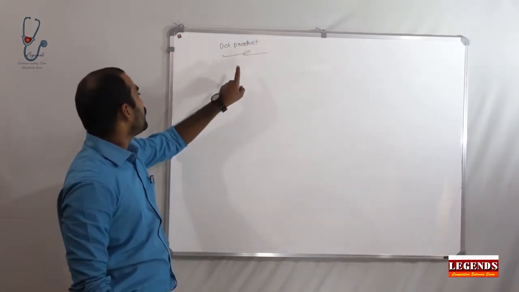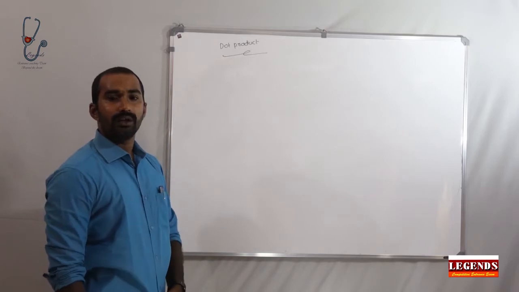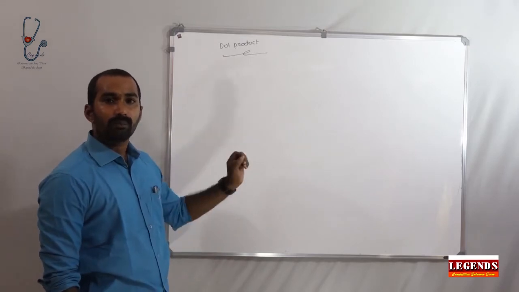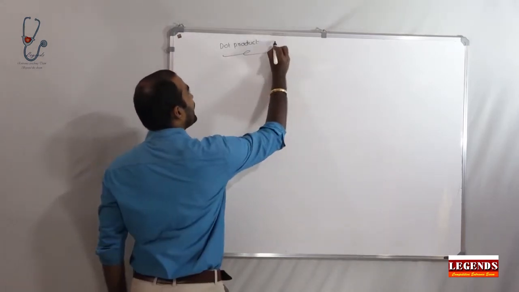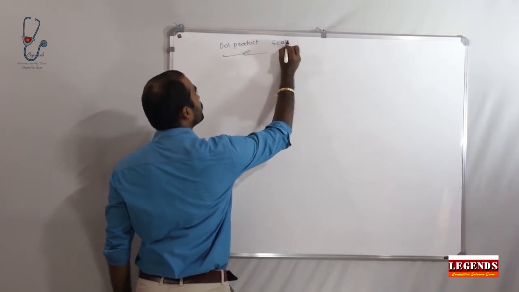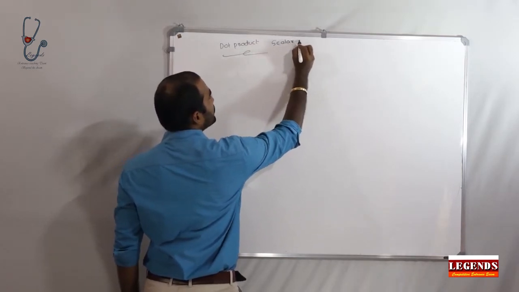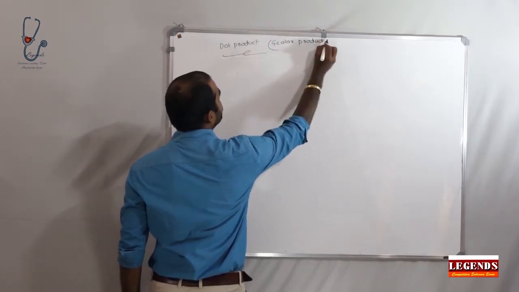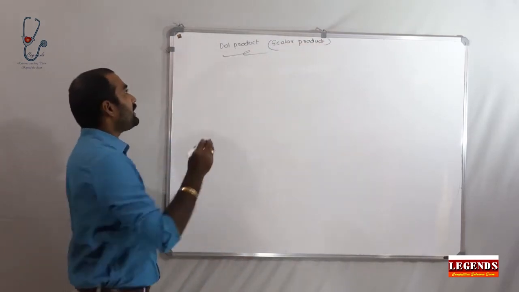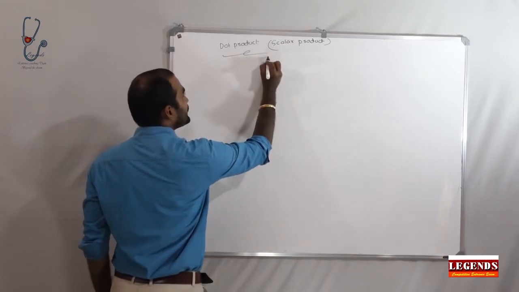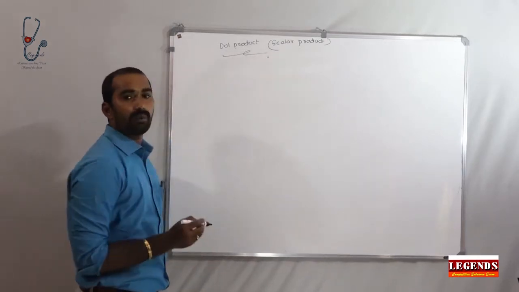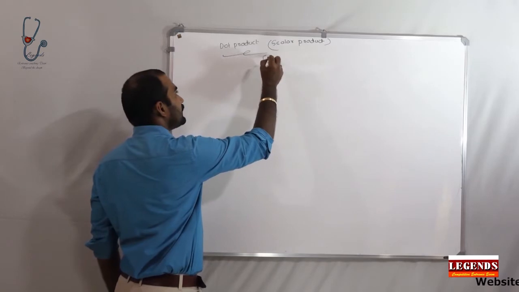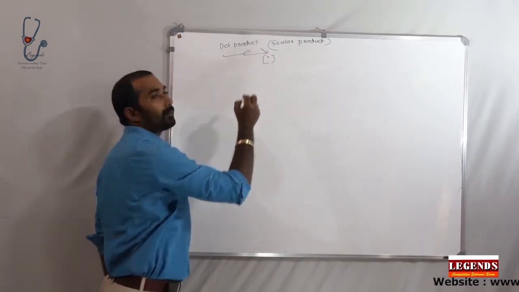Next one is the dot product. The dot product is otherwise known as the scalar product. This is the symbol for finding the dot product. The symbol is called dot product.